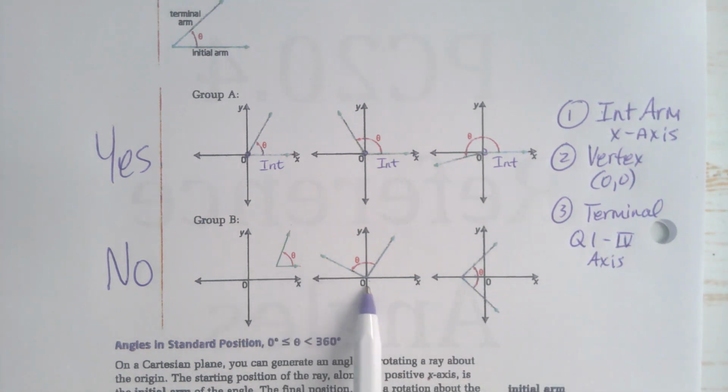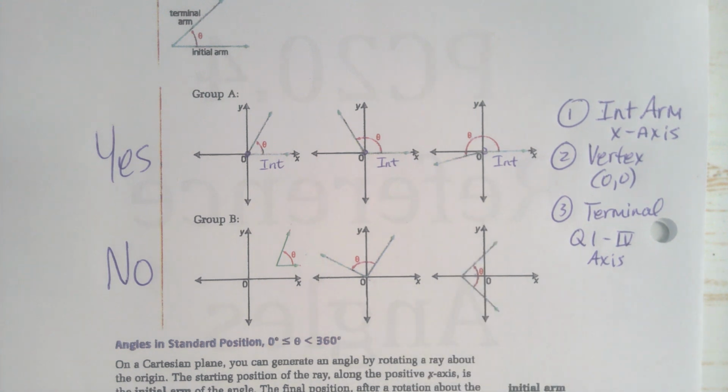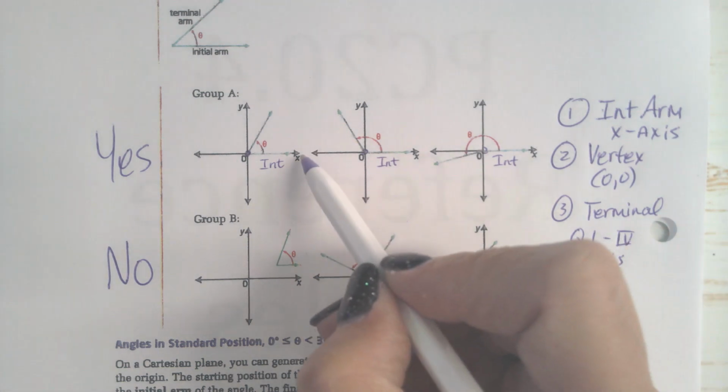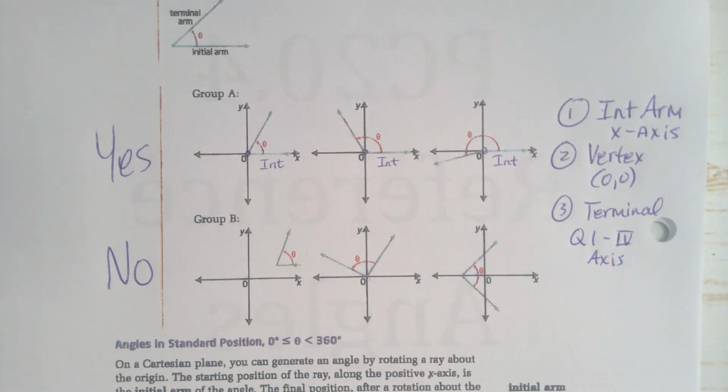Like this one is fine. If this initial arm had been right here, this one would be fine, right? This one, that one's not even. You just have an angle on top of the x and y axis, all right? So we're dealing with the x and y axis. Our angles are always going to start in that position right there.